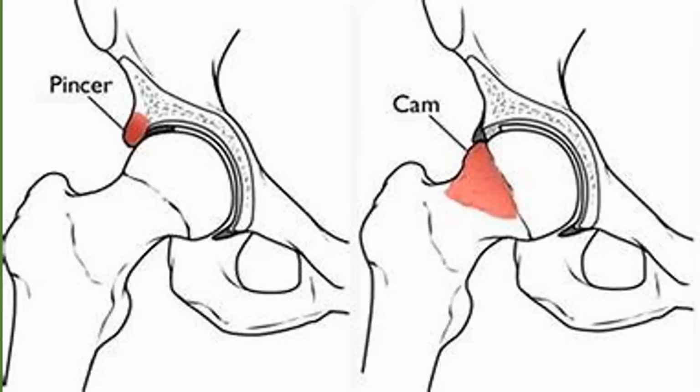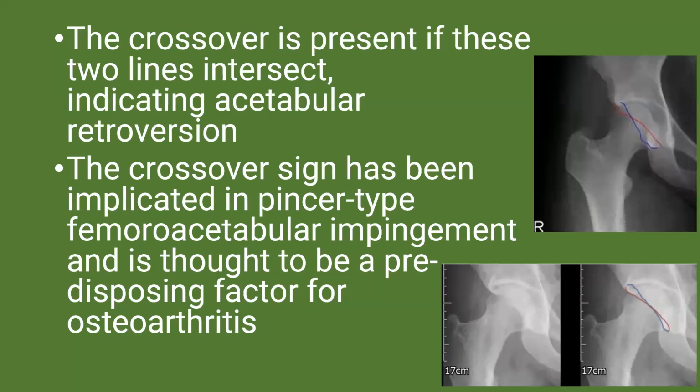I hope I'm clear. The crossover is present if these two lines, you see it at the lower right-hand side, connect, indicating acetabular retroversion that I have spoken to you several times about. The crossover sign has been implicated by femoral acetabular impingement and is thought to be a predisposing factor for osteoarthritis.